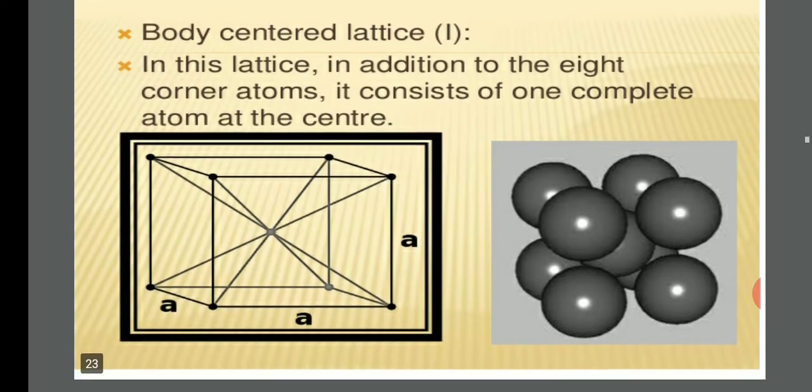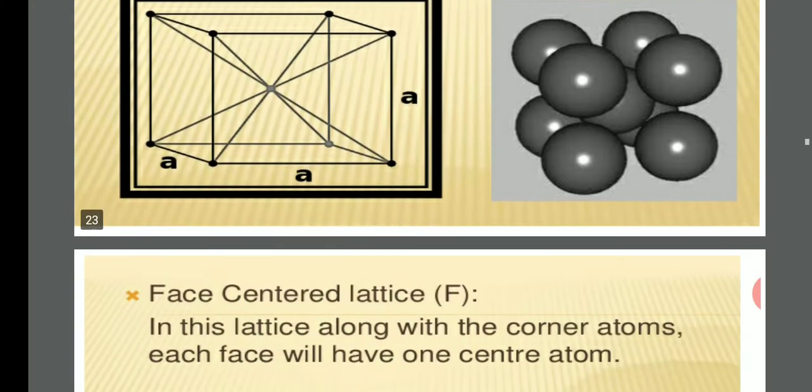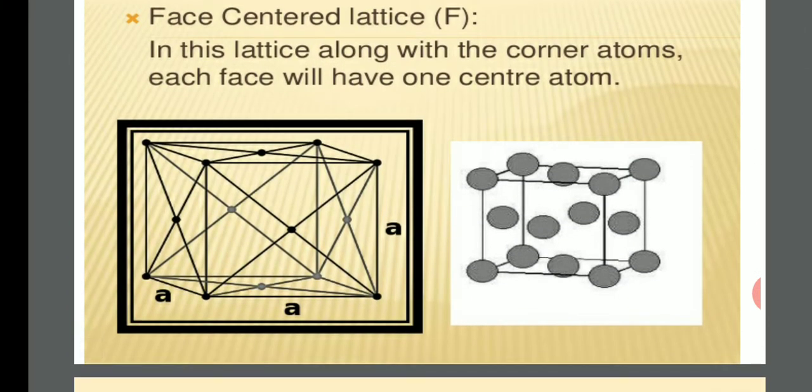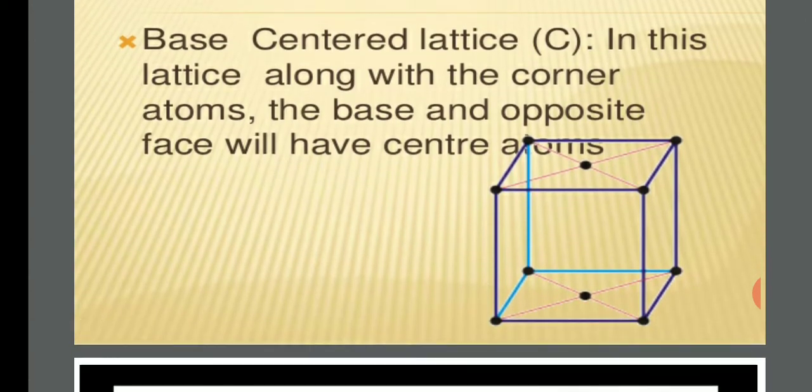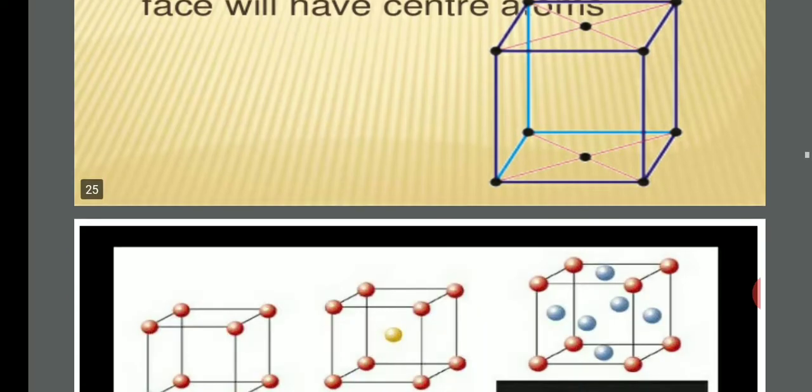Body center cubic or body center lattice. In this lattice, in addition to the 8 corner atoms, it consists of one complete atom at the center. Face center lattice. In this lattice, along with the corner atoms, each face will have one center atom. Base center lattice. In this lattice, along with the corner atoms, the base and opposite face will have the center atoms.